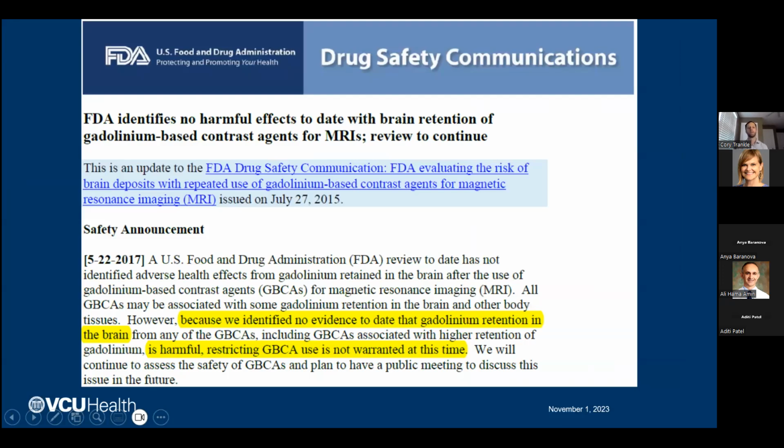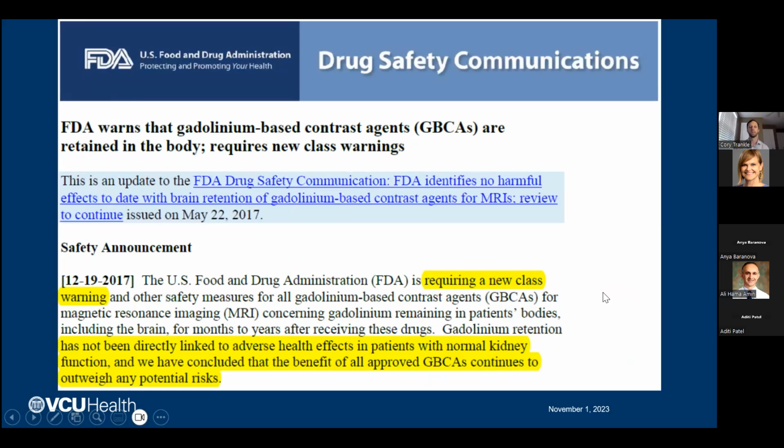So the FDA updated its announcement to say that in 2017, we identified no evidence to date that gadolinium retention in the brain is harmful, and so restricting gadolinium-based contrast agents use is not warranted at this time. We will continue to assess the safety of gadolinium-based contrast agents and plan to have a public meeting on this in the future. Then later in 2017, they required a new class warning for the gadolinium-based contrast agents, but again reiterated it has not been directly linked to adverse health.